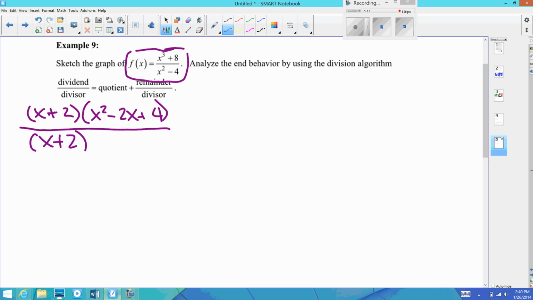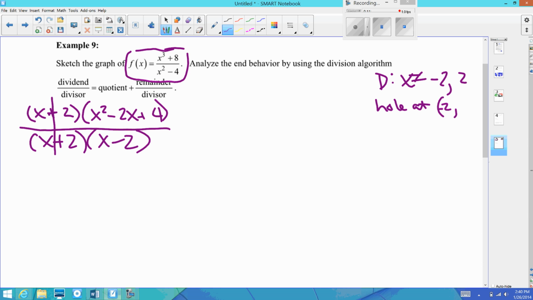And the bottom can be factored. So I'm going to start on the left-hand side, kind of getting an idea of what's going on here. So I know that I can't have 2 or -2 in my domain. All right, so if I could cross that out, I know we have a hole at 2, or -2, sorry.